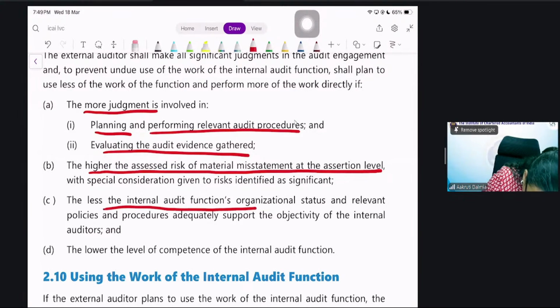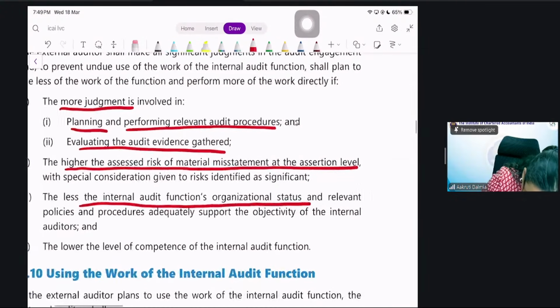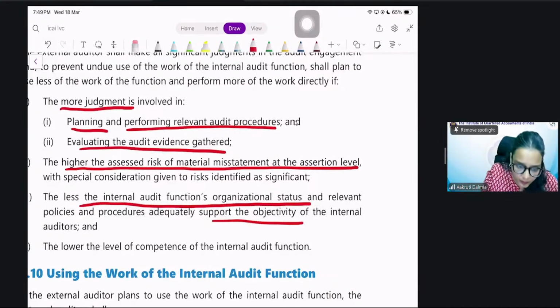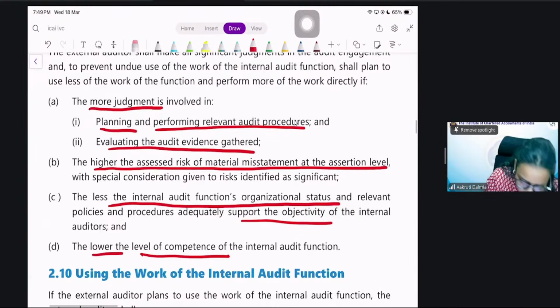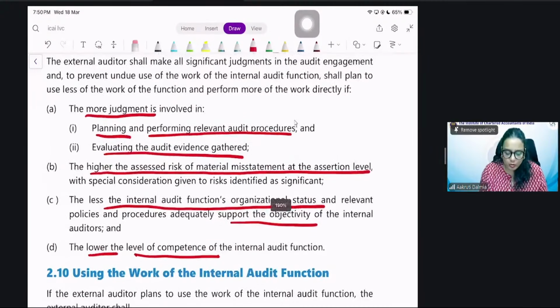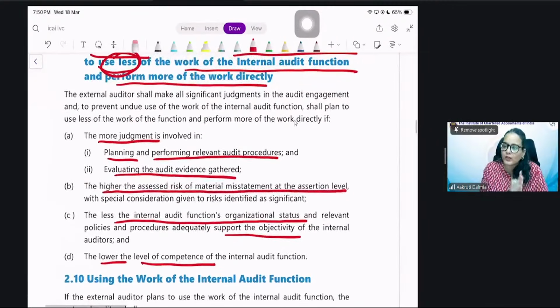If there is less internal audit organizational status that supports objectivity, this we have already studied. If the competence is low, can I rely on the audit work? No. So this is sort of a repetition. So in which situation should I use less of the internal audit work? When it involves a lot of judgment, when there is a higher assessed risk of material misstatement, when the organizational status of the internal audit function is weak, and when the competence is low. So in this situation, I should use less work of the internal audit function. Okay? All right.